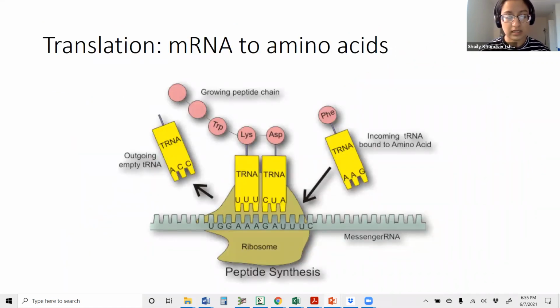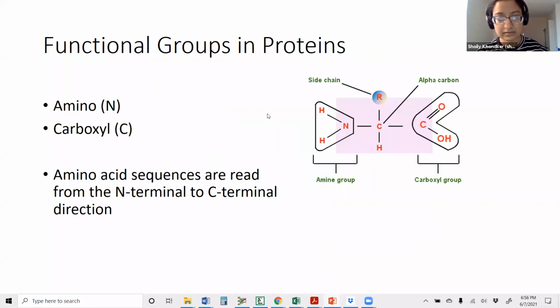So this is a visual of how that takes place. This takes place in the ribosome, and you have the transfer RNA or tRNA, which is complementary to a specific codon, and is conjugated to an amino acid that's specific to that codon. So the transfer RNA will recognize a codon in the mRNA, and it will bring the amino acid to the mRNA, and then there will be a peptide bond formed between the amino acids, leading to a growing peptide chain.